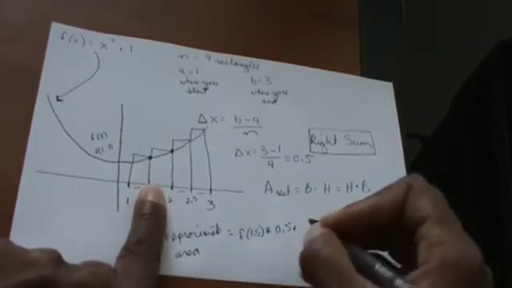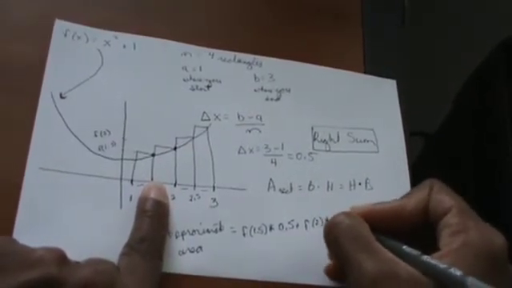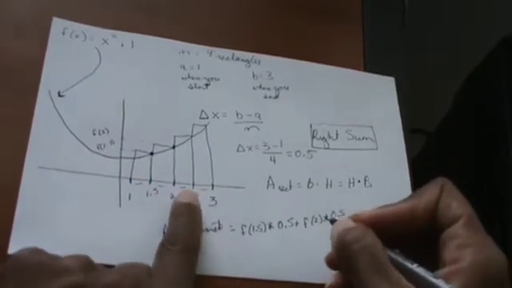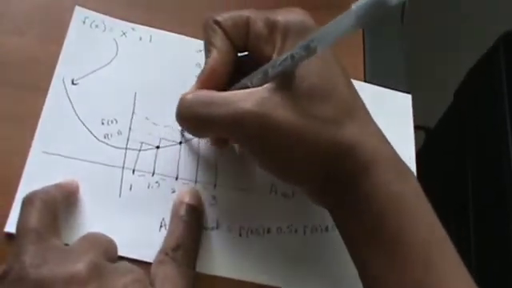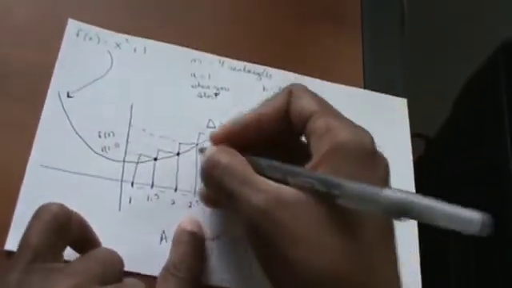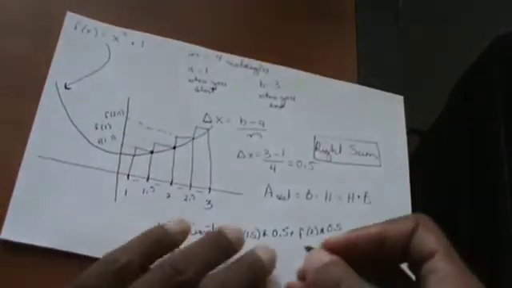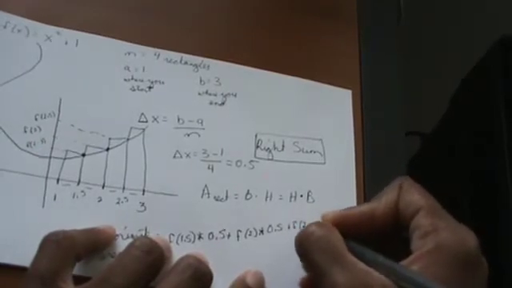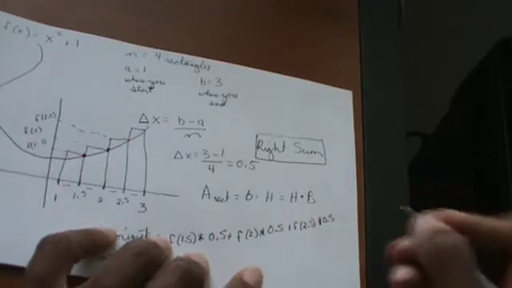Right? Your y value at 2. So this is f of 2 times your base, which is 0.5. That's how far it is from 1.5 to 2. Okay, you would continue on. This would be f of 2.5. So we're going to add to this plus f of 2.5 times 0.5.